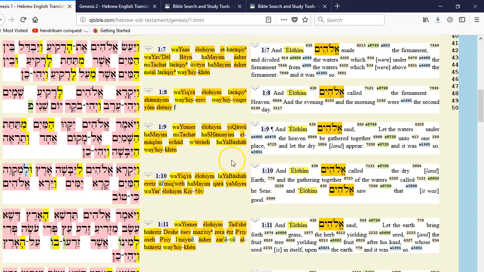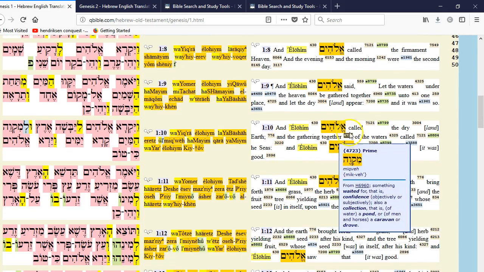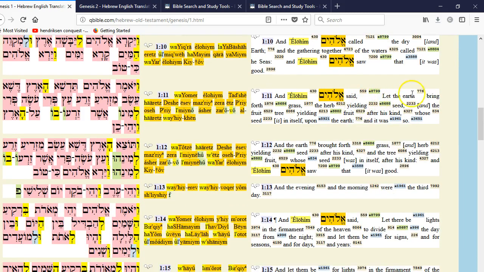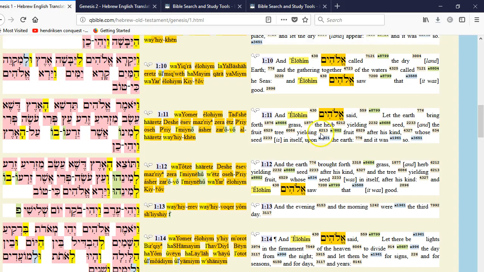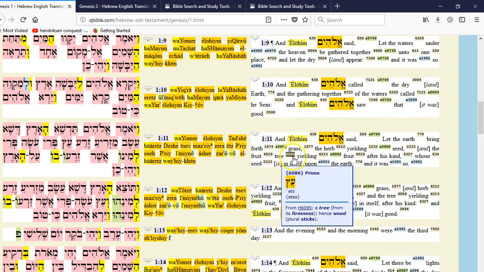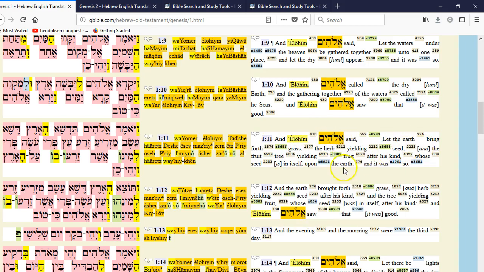So Genesis 1:9. And Elohim said, let the waters under the heaven, Shamaim, be gathered together unto one place, and let the dry land appear. And it was so. And Elohim called the dry land earth, and the gathering together of the waters he called seas. Elohim saw that it was good. And 1:11, Elohim said, let the earth bring forth grass, the herb yielding seed, and the fruit tree yielding fruit after its kind, whose seed is in itself upon the earth.